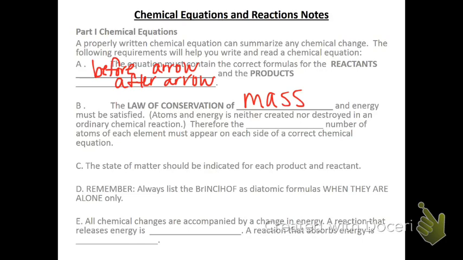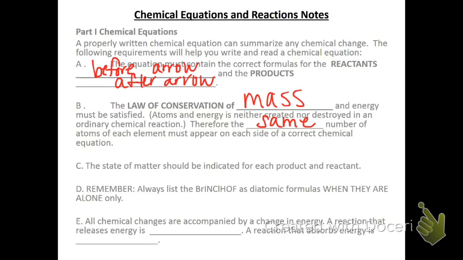Okay. Therefore, the same number of atoms of each element must appear on both sides of the equation. In other words, if I start with 5 carbon atoms, I better end with 5 carbon. They may not be arranged, most likely they're not going to be arranged in the same manner, but I still have to have 5 and 5 on each side. Okay. The state of matter should be indicated for each product and reactant. We're going to show you how to do that in a second.